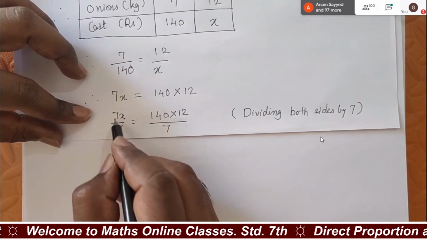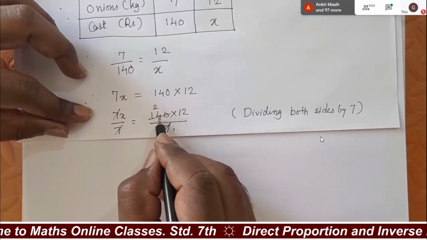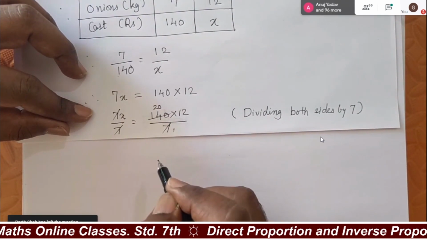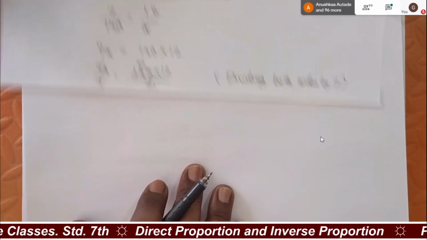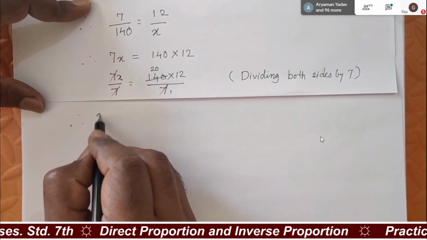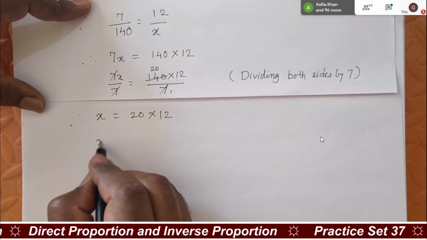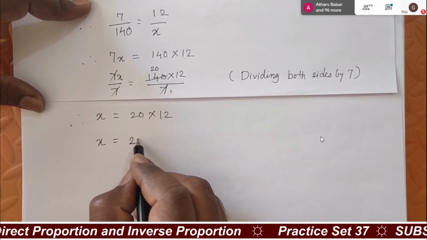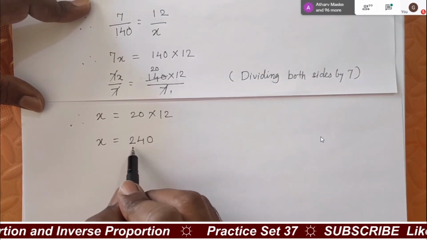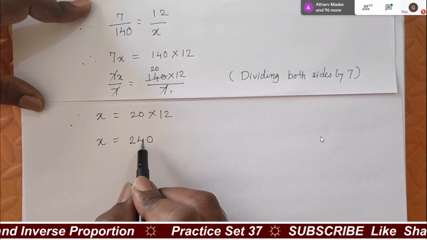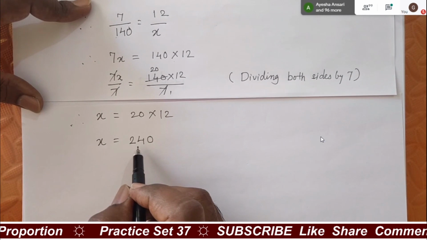Here 7 will get cancelled. 7 1s are 7, 7 2s are 14, and here we write 0. So we got 20 here and 12 is left. Now write down, therefore x equals 20 into 12. x equals 240, 12 into 0 becomes 0. So the value of x is 240, which we had considered as the cost of 12 kg of onions.